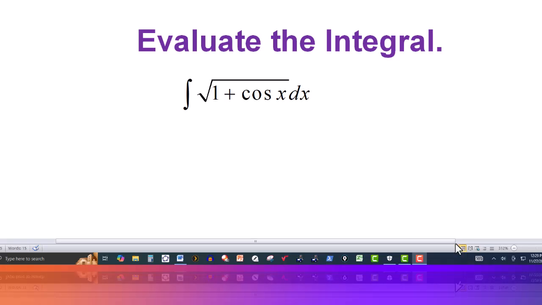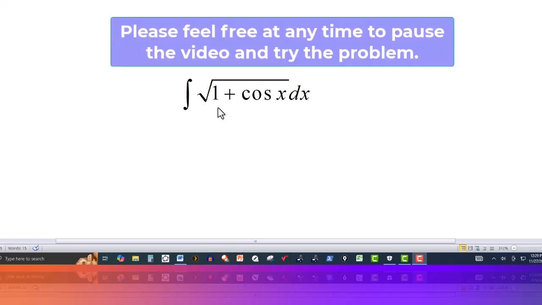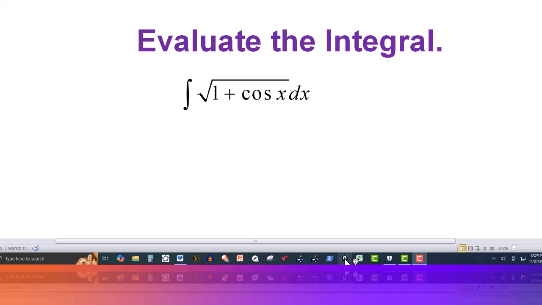In this video, we're going to evaluate the integral of the square root of 1 plus cosine of x. And there's not much you can do with the integrand right now, the way it's given, at least to evaluate it. But we're going to use a trick that we've used in other problems, and I'm going to multiply the integrand by 1.